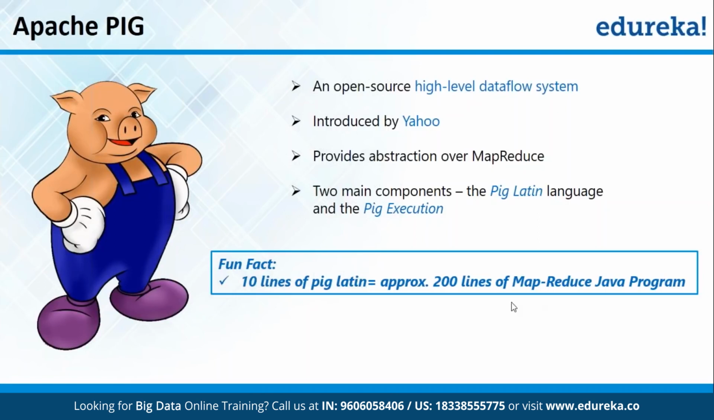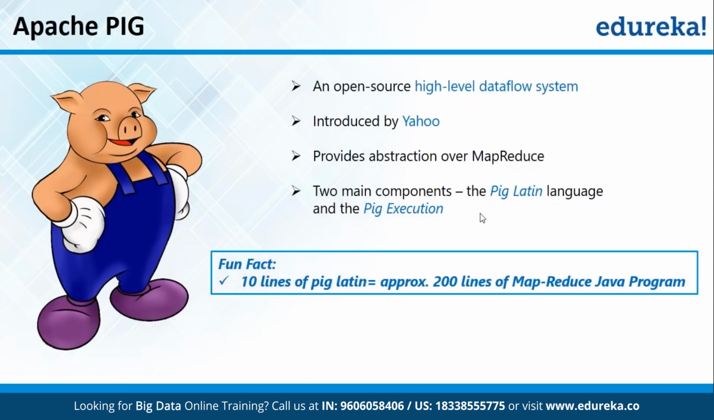So just a fun fact for you guys. Approximately 10 lines of Pig Latin is equal to 200 lines of MapReduce code. So this is the difference. If you have to perform a particular task in MapReduce, you are writing 200 lines, whereas the same task can be done in 10 lines or less. Basically, Pig has two components. One is the Pig Latin language using which you can write simple queries, and second is the Pig execution engine, which converts your Pig queries into Apache MapReduce.